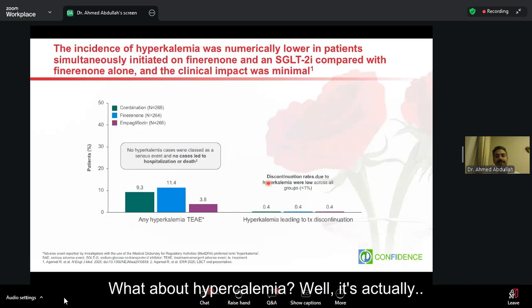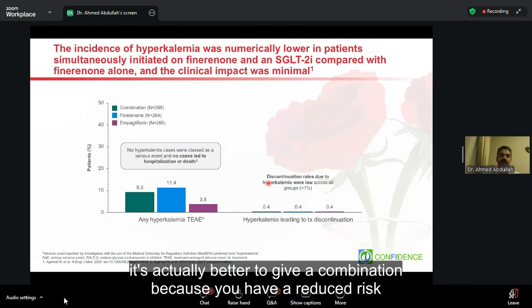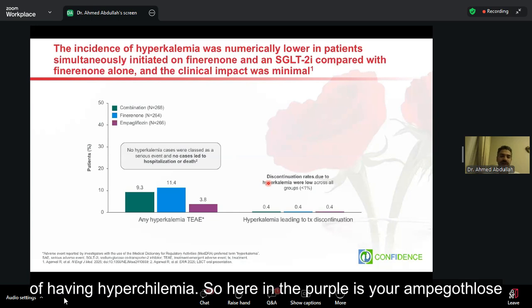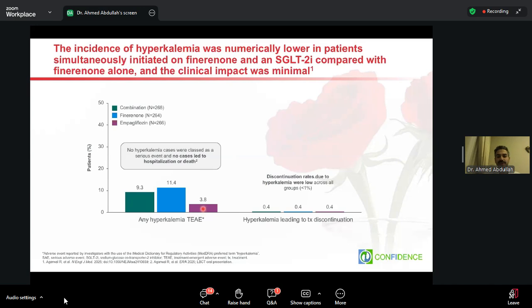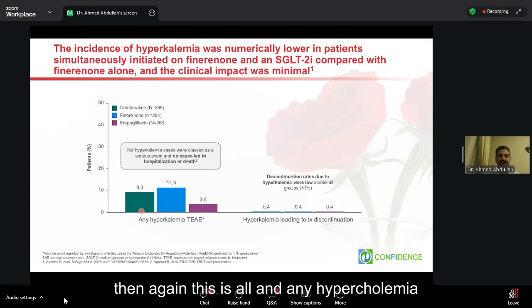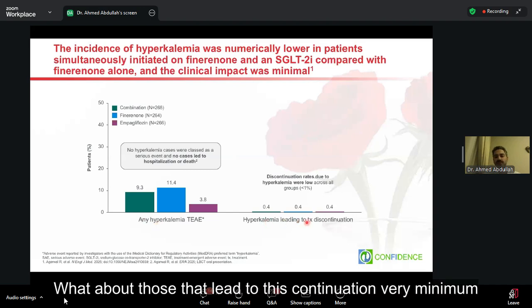What about hyperkalemia? Well, it's actually better to give a combination, because you have a reduced risk of having hyperkalemia. So here in the purple is your empagliflozin, the percentage of people having hyperkalemia, 3.8. In blue is your finerenone, 11.4%. In the combination group, it's 9.3. But then again, this is all and any hyperkalemia. What about those that lead to discontinuation?